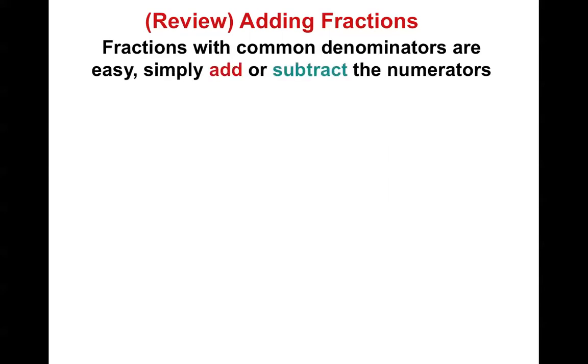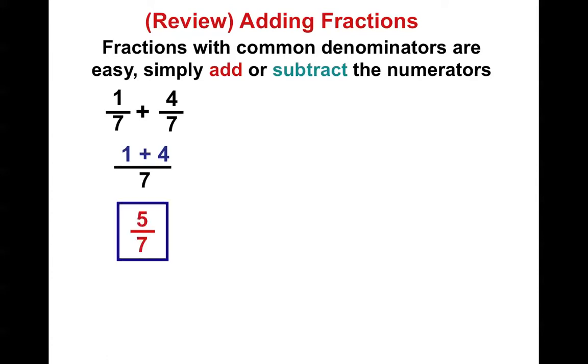The rule is simply add or subtract the numerators. What I always like to say is, if the denominator is the same, you just add the numerators. So what we end up getting is 1 plus 4, which is 5, and that's why we get 5 sevenths.